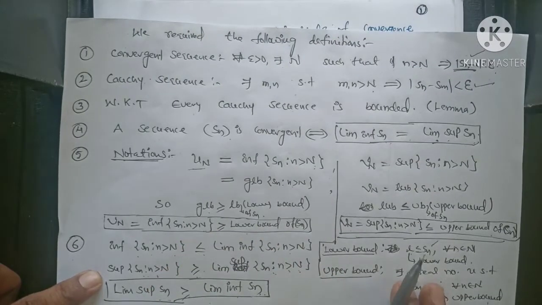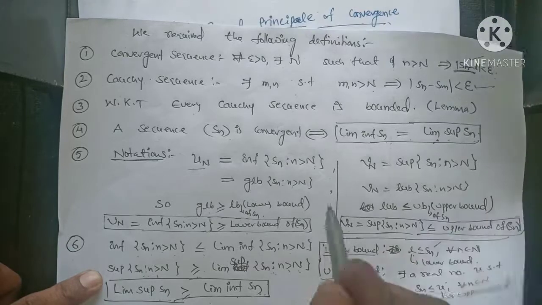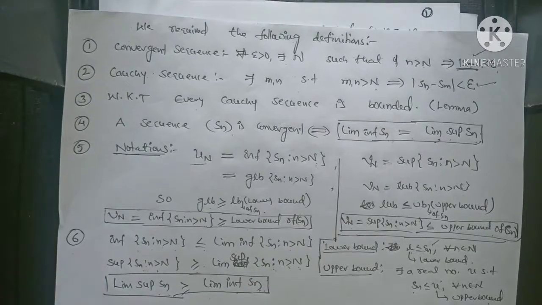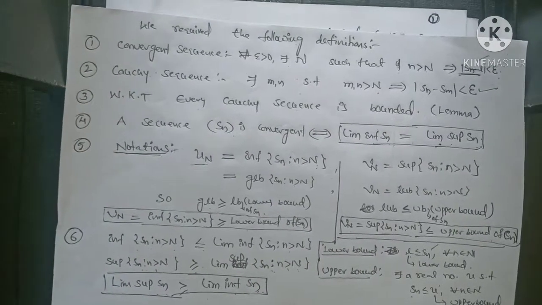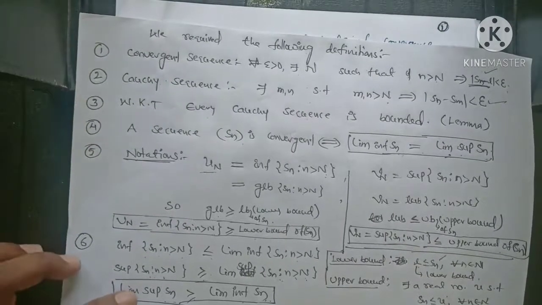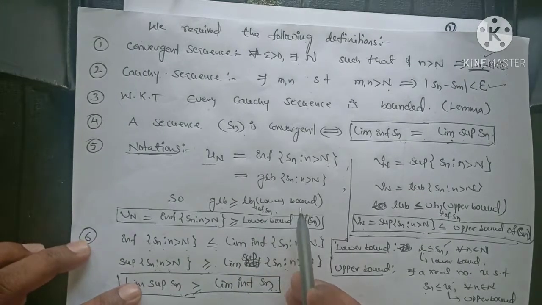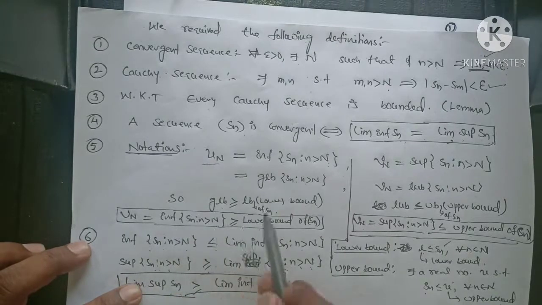Suppose L is a lower bound of a sequence; numbers smaller than L are also lower bounds. Out of all these lower bounds, the greatest number is called the greatest lower bound, denoted by the infimum of the sequence. So the greatest lower bound is always greater than or equal to the remaining lower bounds of the sequence Sn. So Un is equal to infimum of Sn such that n greater than N, which is always greater than or equal to a lower bound of the sequence Sn.